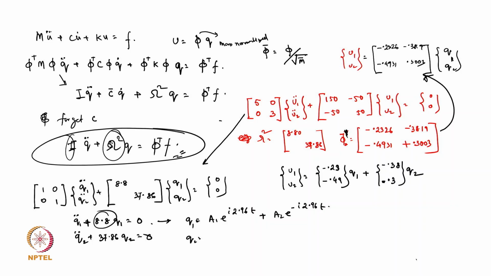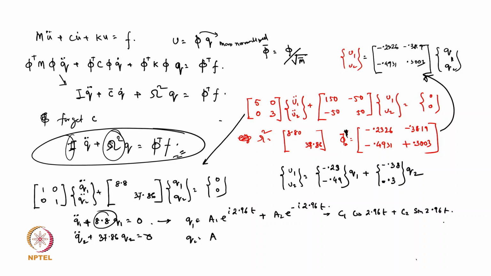Okay, or you can write c1 into cos 2.96 t plus c2 into sine 2.96 t. All are okay. Agreed? Next case.